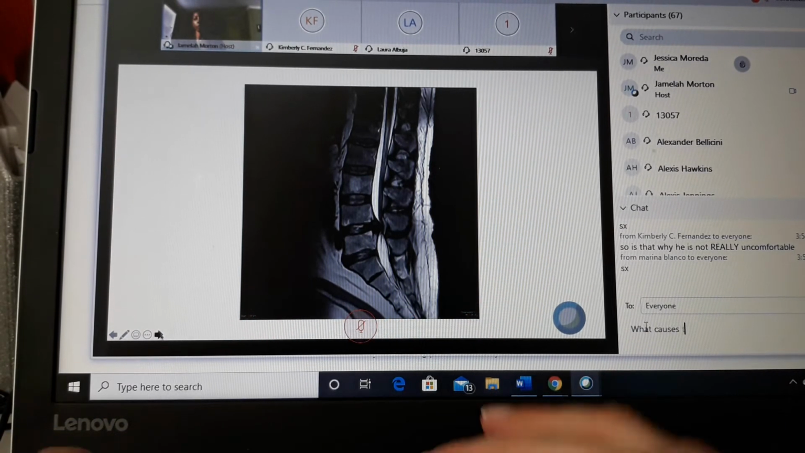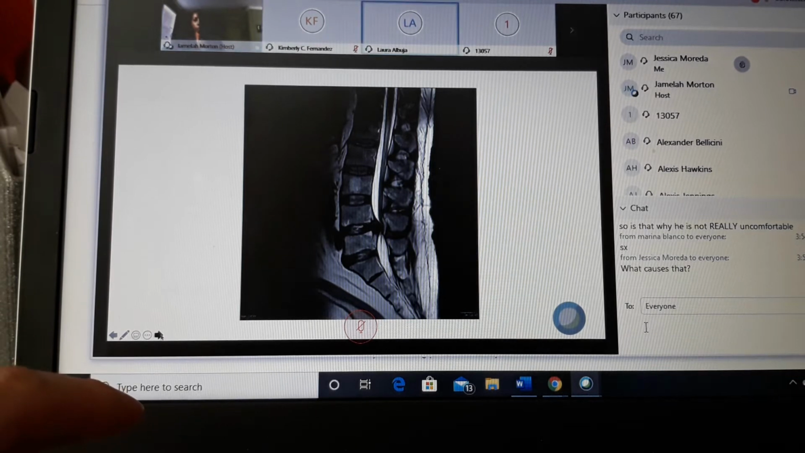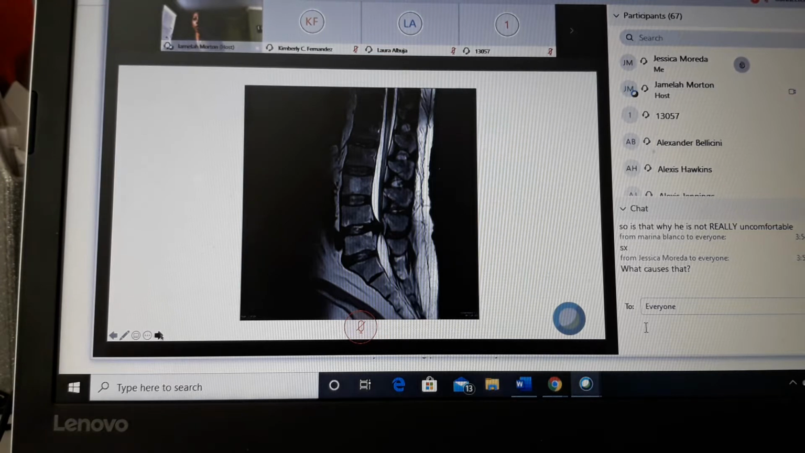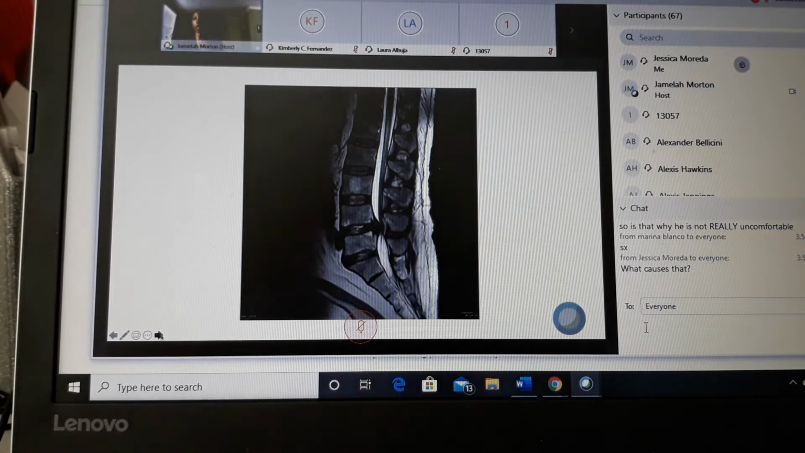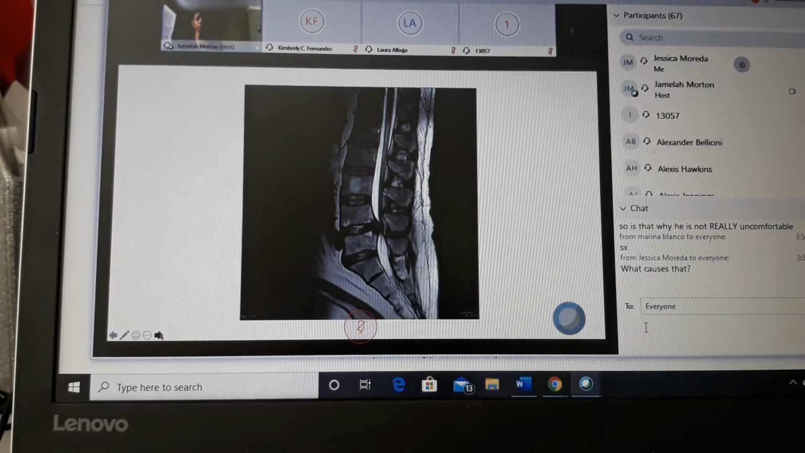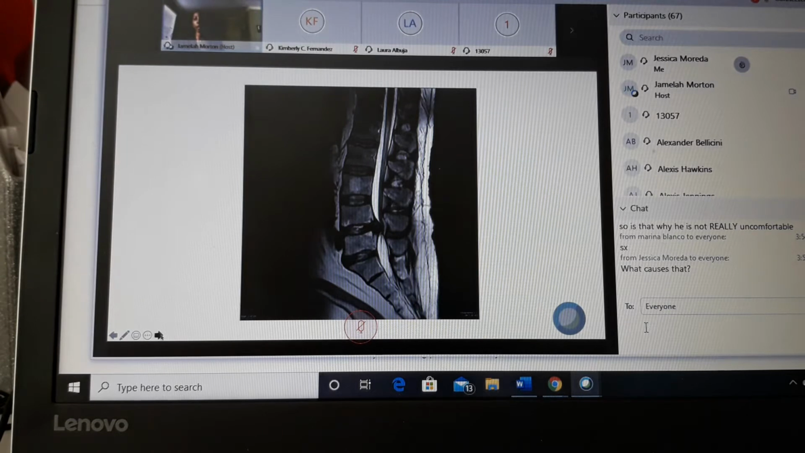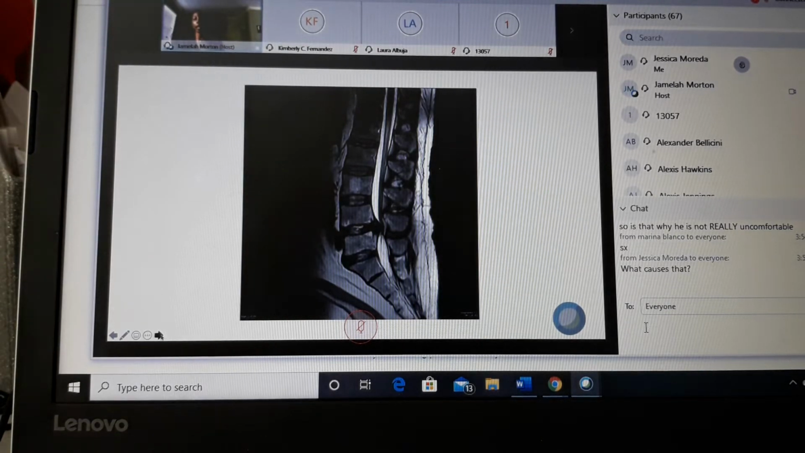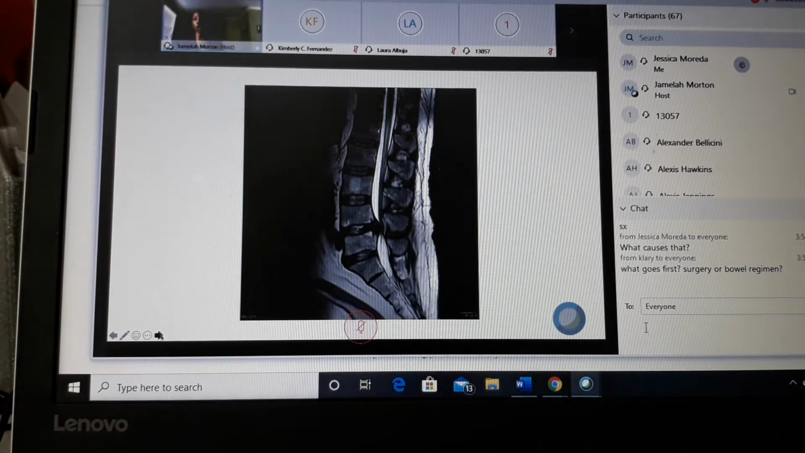Someone asked, so is that why he is not really uncomfortable? Well, the reason he's not uncomfortable, what is the one condition that can cause you to have no pain in a very painful situation? Diabetes. The patient's a diabetic. He has diabetic neuropathy. This patient would probably have pain if he did not have his diabetic neuropathy. The reason he's not having pain is because he has significant diabetic neuropathy.